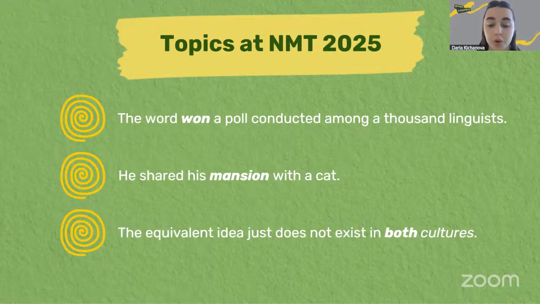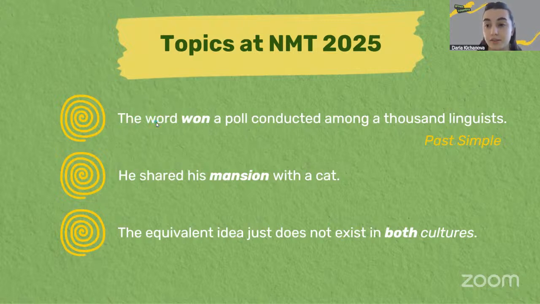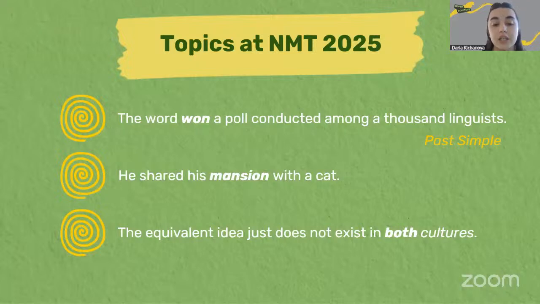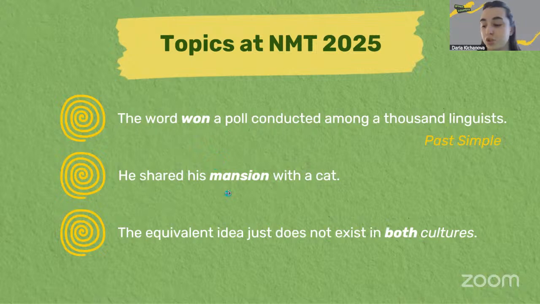So the topic is past simple. Here, pay attention that we already use past simple in the sentence. We can see past simple here. Okay, what about number 2? He shared his mansion with a cat. The word mention, what topic is it?